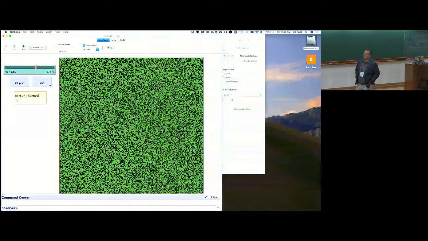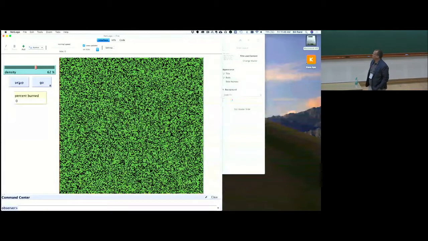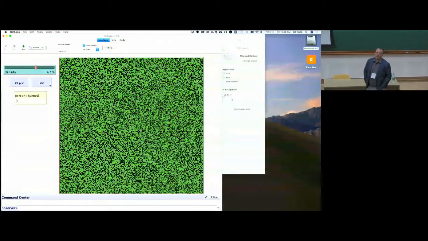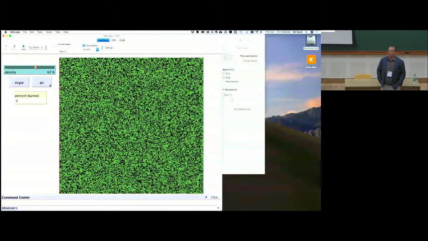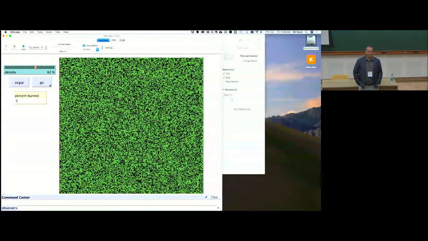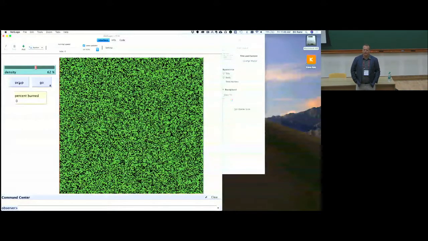5% more trees. So a little more dense, but not that much. Now, how many people think that the fire will get from the far left to the far right edge of the screen? How many people think it won't get from the far left to the far right? Okay. Well, let's run it and find out.